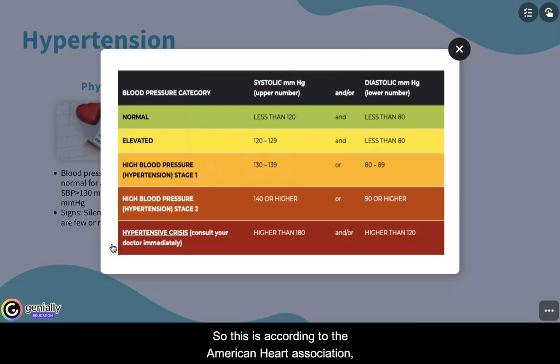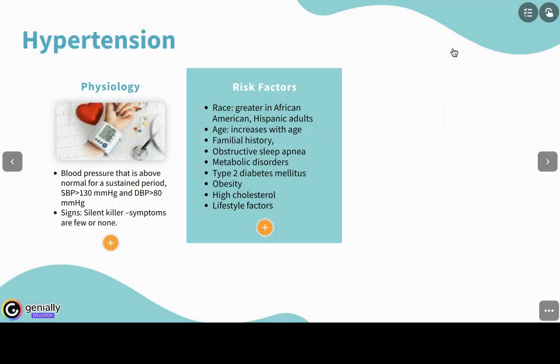So this is, according to the American Heart Association, the normal blood pressure: less than 120/80. Elevated is 120 to 129, but less than 80 on the diastolic. High blood pressure, hypertension stage 1, is 130 to 139, or 80 to 89 diastolic. Hypertension stage 2 is 140 or higher, or 90 or higher. And hypertensive crisis is higher than 180, or higher than 120 diastolic.